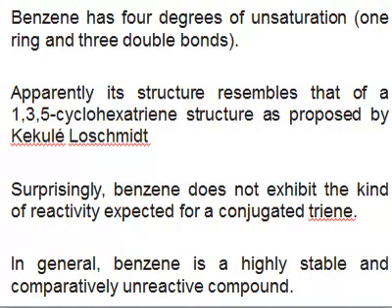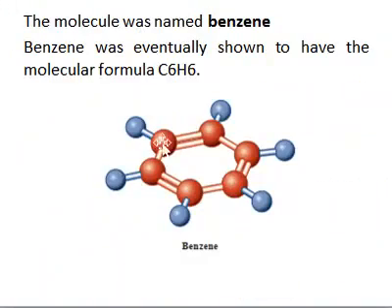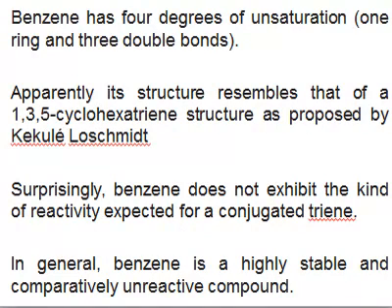So apparently the structure of benzene is like the structure of cyclohexene, right? This 6-membered ring, and because of the presence of 3 double bonds, the structure is just like the structure of 1,3,5-cyclohexatriene, right? So according to Kekulé-Loschmidt, benzene resembles 1,3,5-cyclohexatriene.